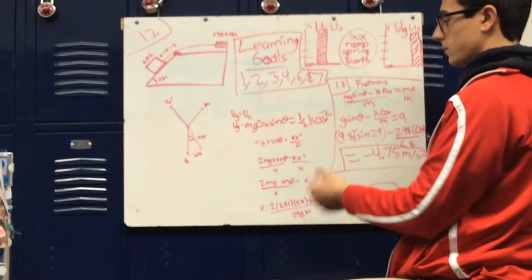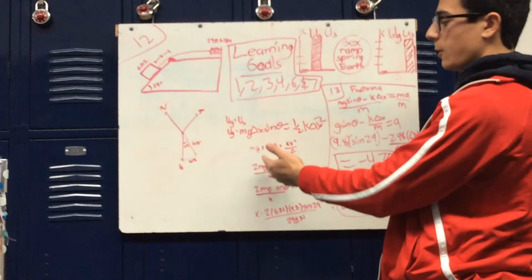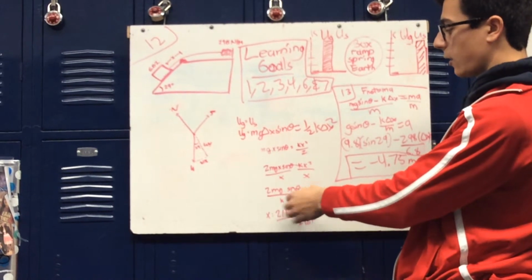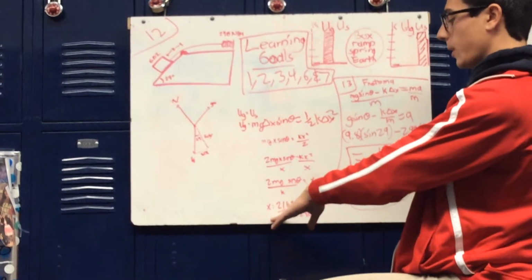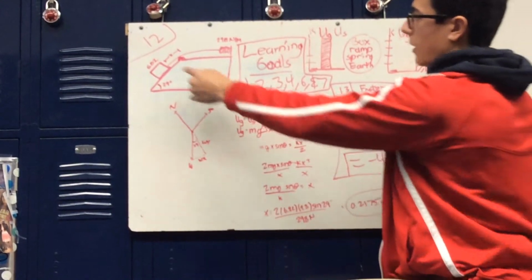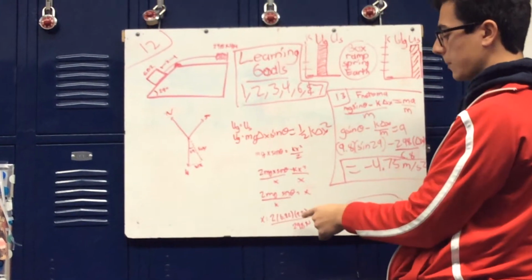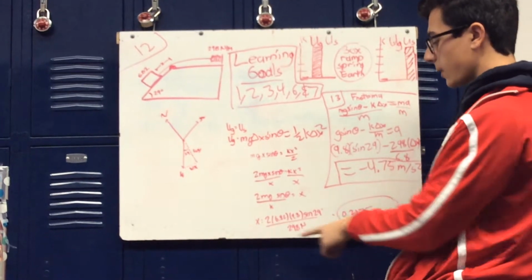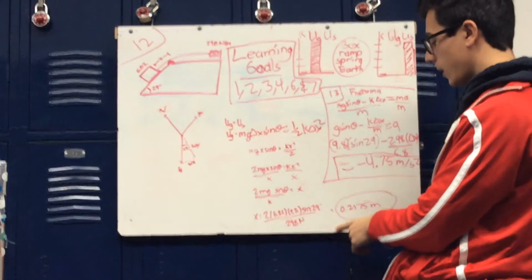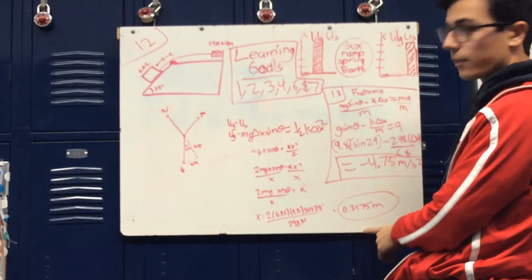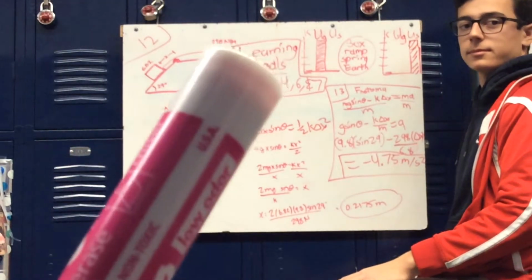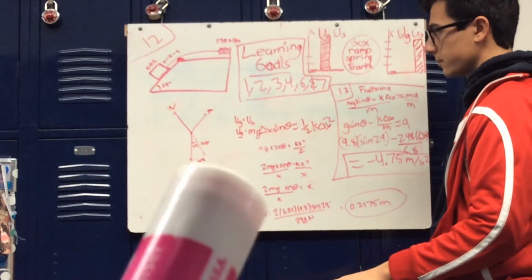What we did here, we solved for change in x, and we got 2 mg sine theta over k equals x. And we plugged in, we got 2 times 6.82, which is the mass, times gravity, times sine 29, over the spring constant, 298 newtons, and we got 0.2175 meters.